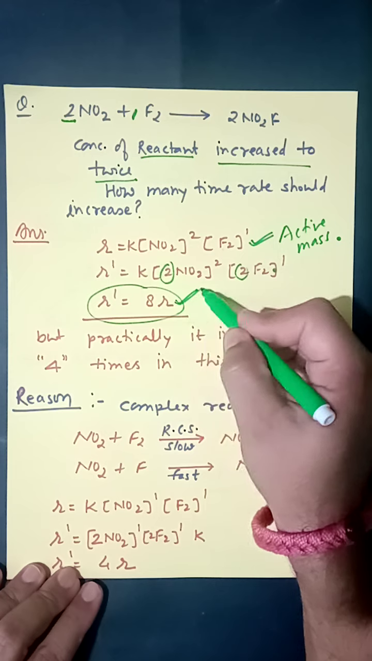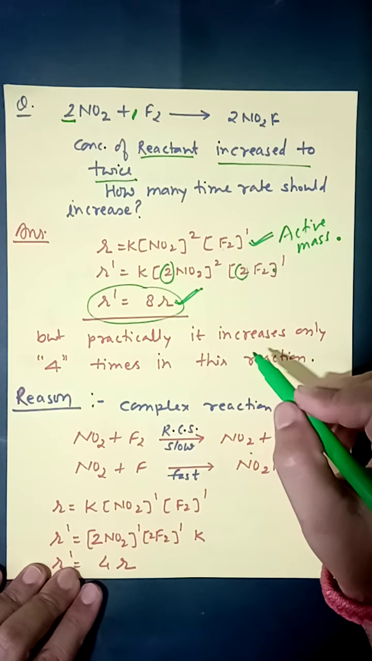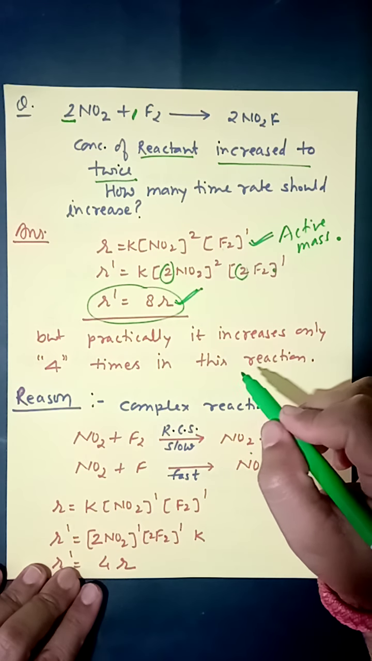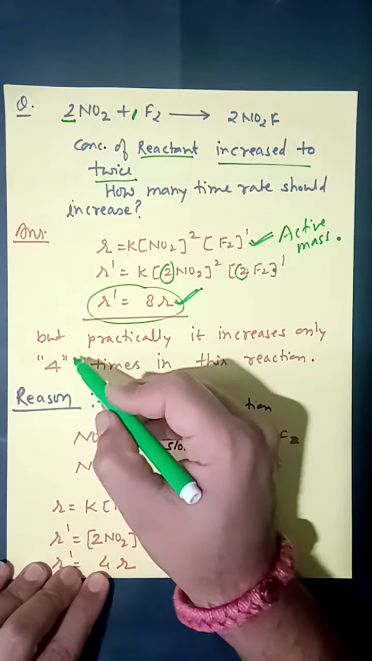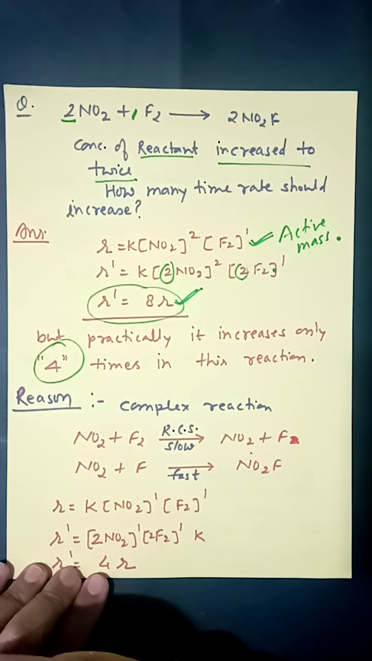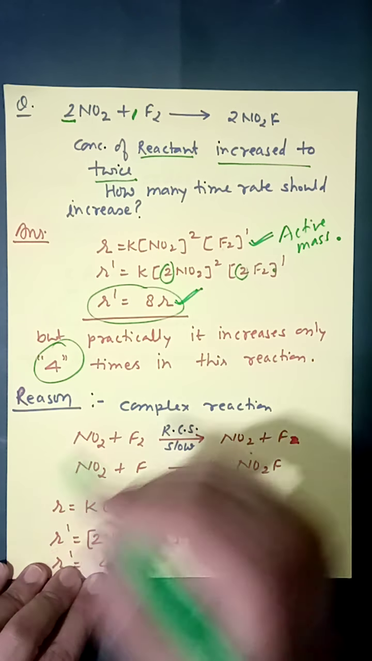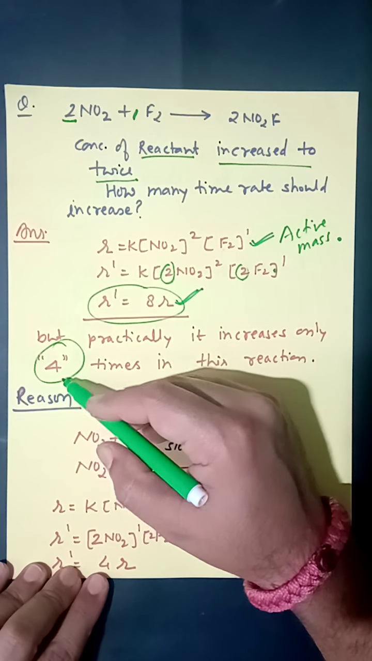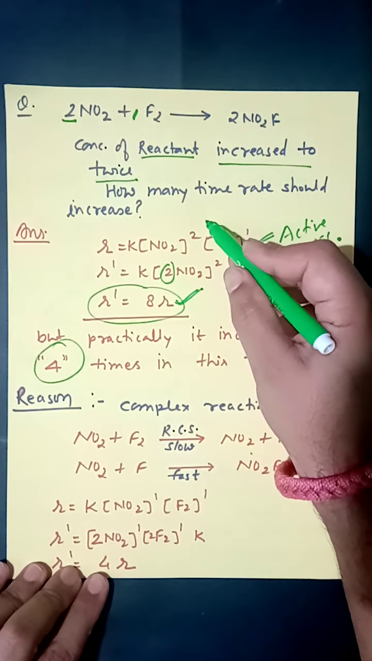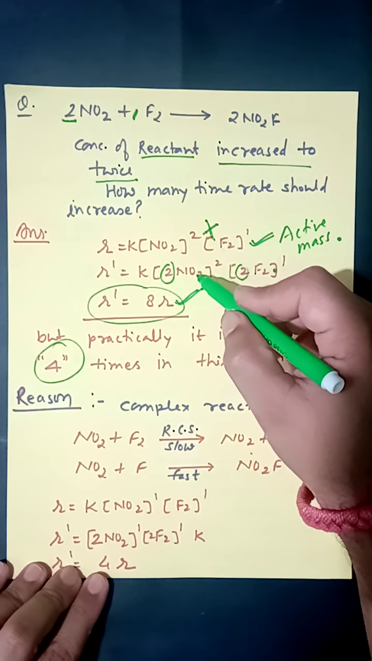Now theoretically the rate of reaction should increase by 8 times, but when we determine the change in rate of reaction practically, it is observed that here the rate of reaction increases only by 4 times. I repeat, theoretically it should increase by 8 times, practically it is increased by 4 times. It means this formula should be wrong in this particular chemical reaction.